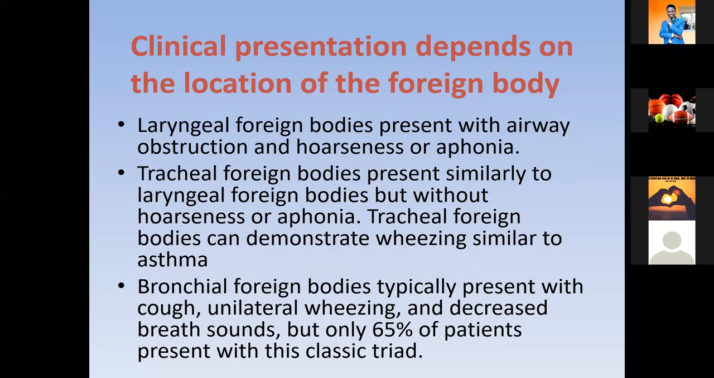Clinical presentation depends on the location of the foreign body in the airway. Laryngeal foreign bodies usually present with airway obstruction, hoarseness and aphonia, because remember the larynx has the vocal cords. When the foreign body lodges on the true vocal cords, we shall have hoarseness of voice and aphonia. Such foreign bodies include fish bones, a hook, a stick or a bone, or a toy piece that can get stuck in the larynx. So they will have all the signs of airway obstruction, but they also have a change in voice.